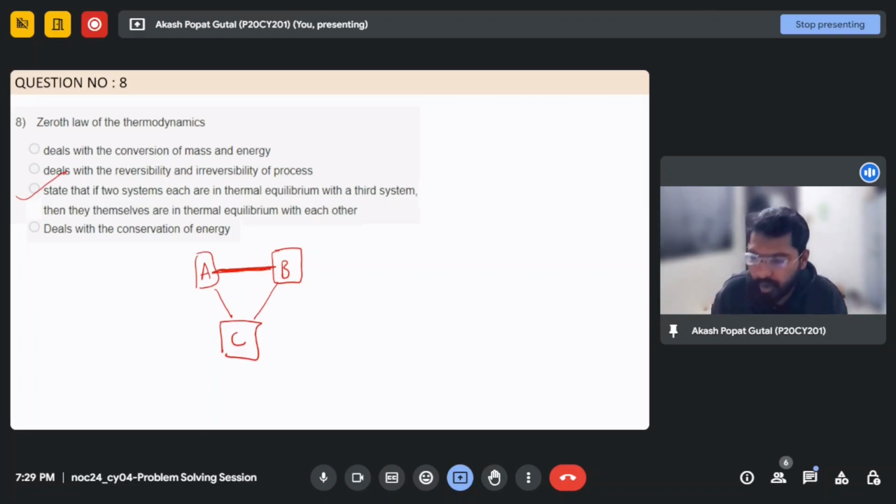So the importance of the zeroth law is that it defines temperature. Because it defines temperature, all the other laws in thermodynamics emerge from it, or we can say it is the base of these three laws. The zeroth law of thermodynamics is the base because it actually defines the temperature. It gives the definition of temperature.